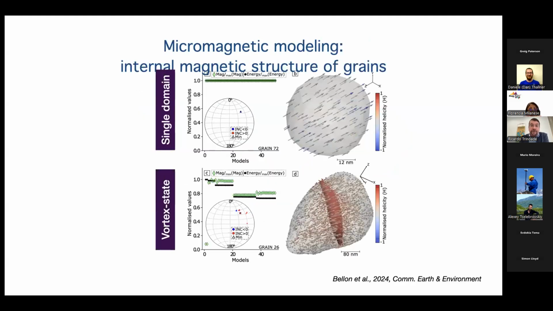So this is just to give you an idea of 2 examples of the more than 100 grains that were modeled. We have a single domain grain here at the top, and here at the bottom we have a vortex state grain. Most of the grains that were imaged are between the single domain and vortex state. We have some multi-vortex grains and very few grains that fall in the domain of multi-domain grains. This also explains why those rocks provide such a very stable magnetic record.